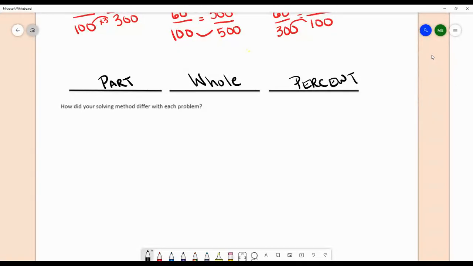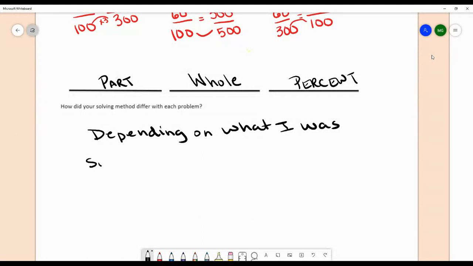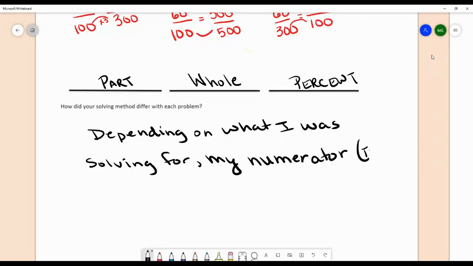Okay, well, each time you're hunting for something different, so the numerator or the denominator changed. So depending on what I was solving for, my numerator, and where's the numerator found? Yeah, on the top, right? Our top number. Our numerator and denominator, and therefore denominator, remember, is down.